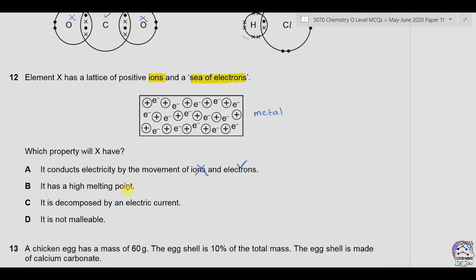B. It has a high melting point. As we can see, there are a lot of positive charges and negative electrons, so therefore there are very strong forces of attraction between the positive and negative charges, so therefore it has high melting point. This is correct. C. It is decomposed by an electric current. Now metal is not decomposed by an electric current, it actually can conduct electric current. D says it is not malleable. Malleable means it can be converted into sheets. So metals are malleable, so therefore this is also incorrect. So the only correct option is B, high melting point.